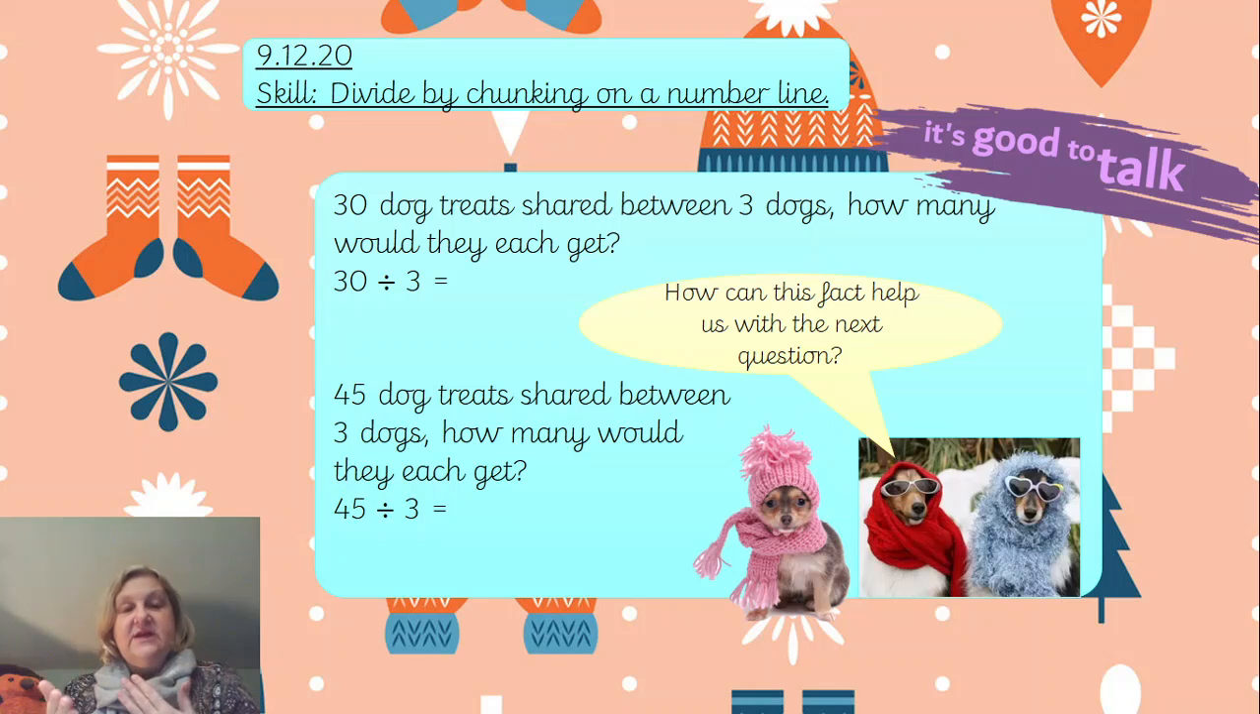We know 10 lots of 3 comes to 30, so that's 10 groups of 3. And then we've got to add on the 5 groups of 3, which is from the 15. We recombine those together, and our total answer is 15. We've got 10 from the first chunk and 5 from the second. Put them together and they get 15 each.